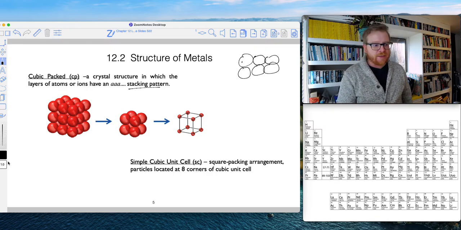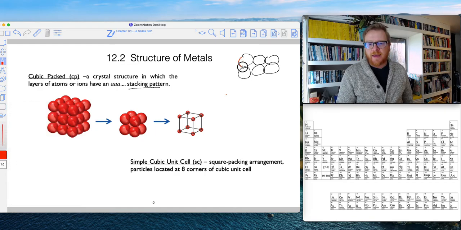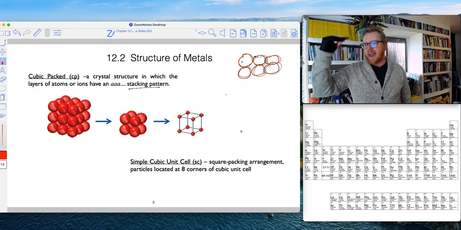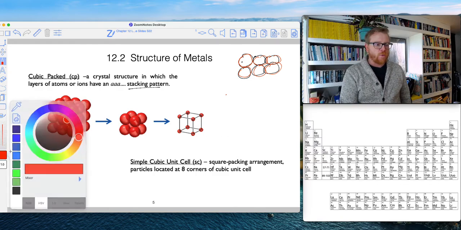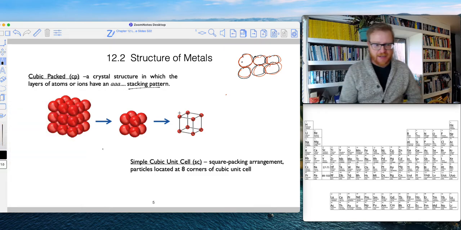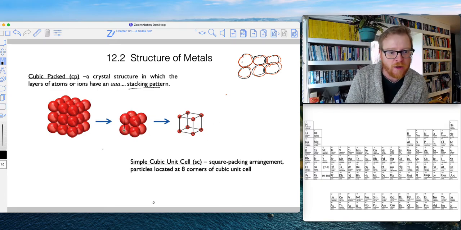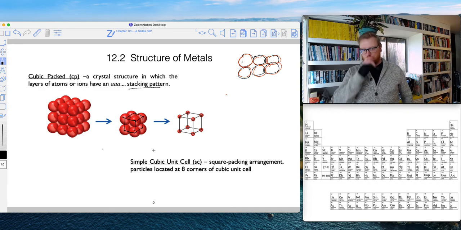Instead, what's done is, I'll just change color here to demonstrate. Sure, let's get this color. So now to make this, we're just stacking the atoms right on top of each other. And so that's going to make it an A layer. And hopefully what you can also see now, why we call this a cubic packed, because it makes a nice little cube there, right? If I were to draw from the center of each atom a line, then I would get this nice, perfect little cube.